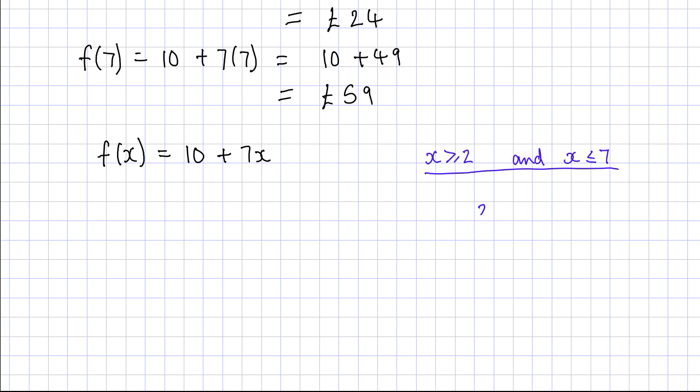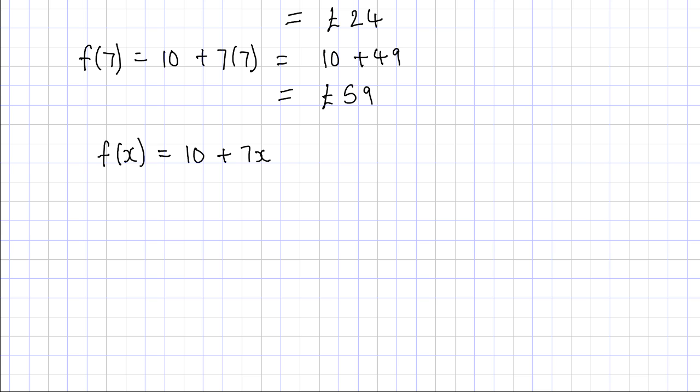We can just write 2 is less than or equal to x, which is less than or equal to 7. So this line here and this line mean the same thing, because x is more than or equal to 2. That means 2 is less than or equal to x, and x is less than or equal to 7, and I have x is less than or equal to 7 here.